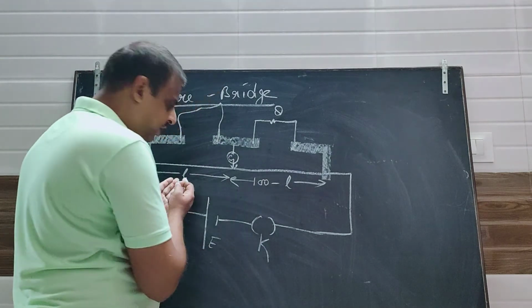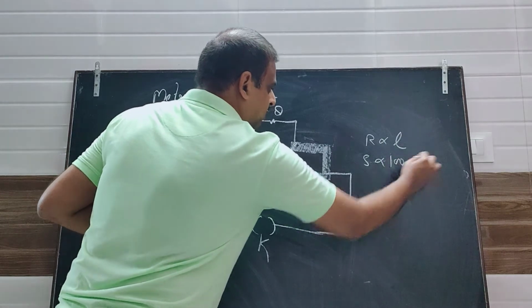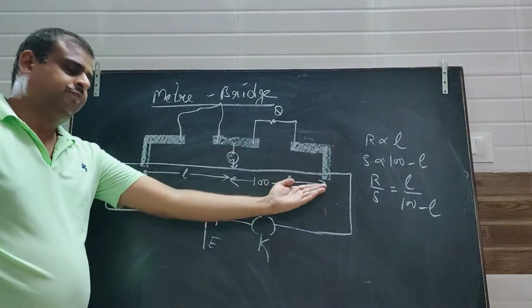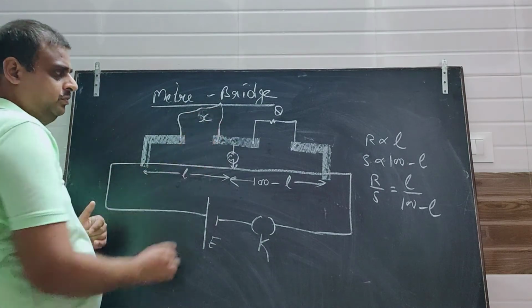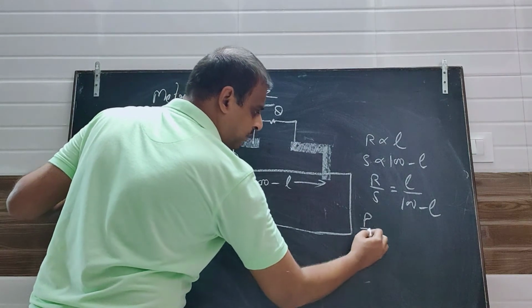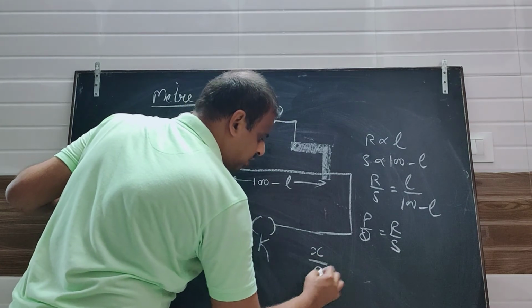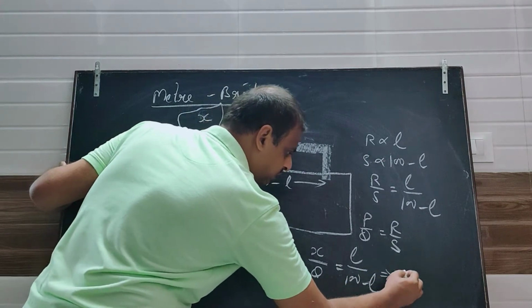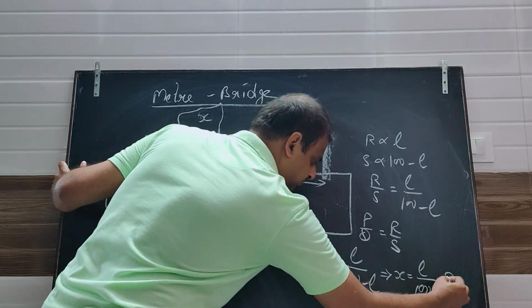R is directly proportional to L, and S is directly proportional to 100 minus L. So R upon S is equal to L upon 100 minus L. Here it is P, let us say it is X, so we have X upon Q. We have the formula P upon Q is equal to R upon S, so X upon Q is equal to L upon 100 minus L. So the X value can be calculated by using the meter bridge.